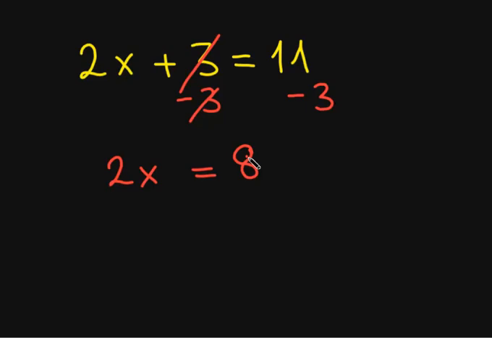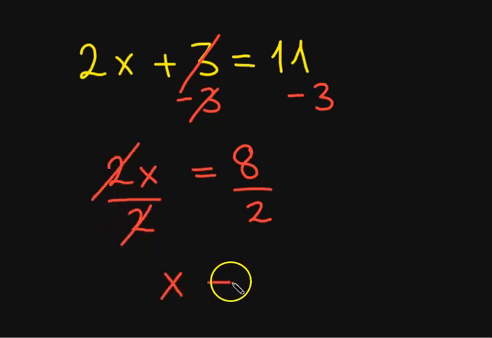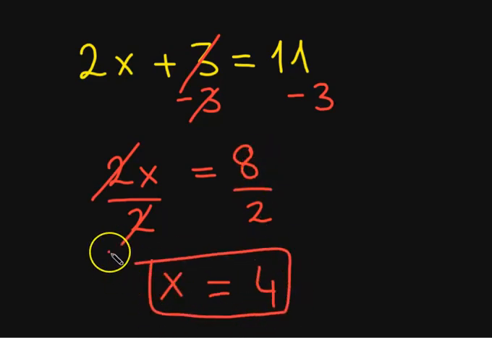Then the second step will be dividing both sides by 2. Why is that? Because x is multiplied by 2, and the inverse of multiplication is division. So divide both sides by 2. Look at the left side, 2 times x divided by 2. The 2s are gone, and I have x on the left side. On the right side I have 8 divided by 2, which is 4. So x equals 4 in this case.